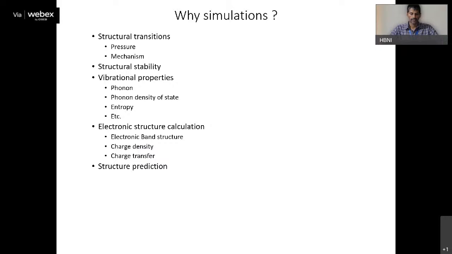So in the previous lecture, we learned the importance of doing simulation, and particularly classical molecular dynamics simulations. What information we can extract from this simulation, and how this simulation can be used for complementing the experimental measurements. In today's lecture, we will be basically learning the quantum mechanical method of doing the simulation.